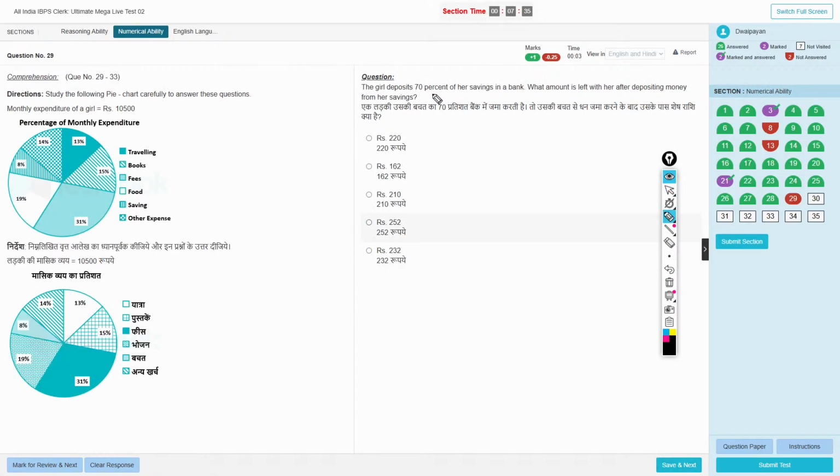The girl deposits 70% of her saving in a bank. What amount is left with her after depositing money from her savings?